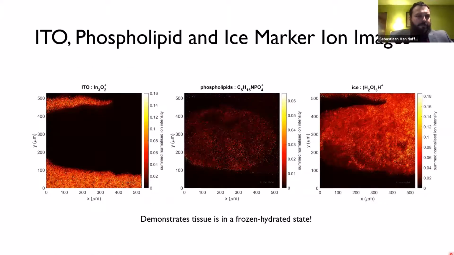And when we create a couple of ion images for some marker ions, we can see that the indium tin oxide image is a negative of the ice image. And the phospholipid image partially overlaps with the ice image. And this is good news because this clearly demonstrates that our tissue is still in a frozen hydrated state. So this means that the experiment is successful. We have successfully sectioned through a zebrafish eye, kept it frozen, put it in our instruments, and the material is all still there.